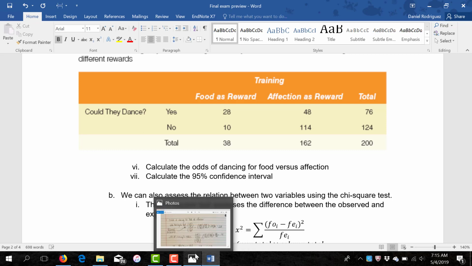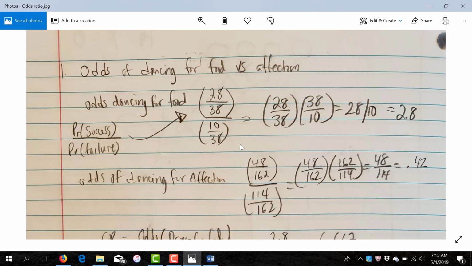Okay, so let's go back to here, and in this case, I'm showing you what the odds of line dancing are. So I'm just calculating the odds at this point. 28 over 38 divided by 10 out of 38. So 28 of 38 could line dance, given food as reward, and 10 out of 38 could not line dance. So this is the probability of success divided by the probability of failure. And when we do that, if we take this denominator and bring it up to the numerator, we take the inverse of this, so it becomes 38 over 10, right? And you'll notice that the 38s cancel out, and what we have is 28 divided by 10, which is 2.8.